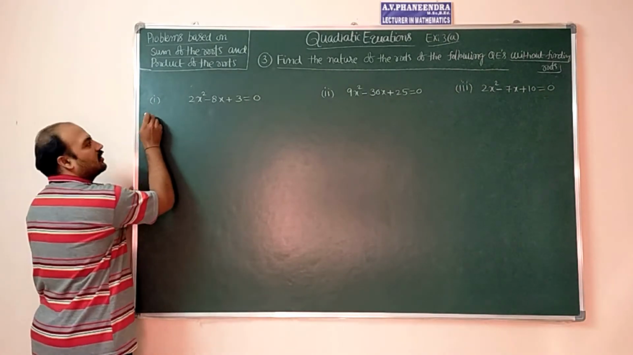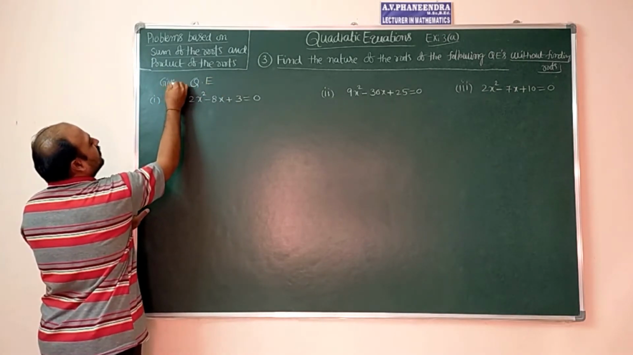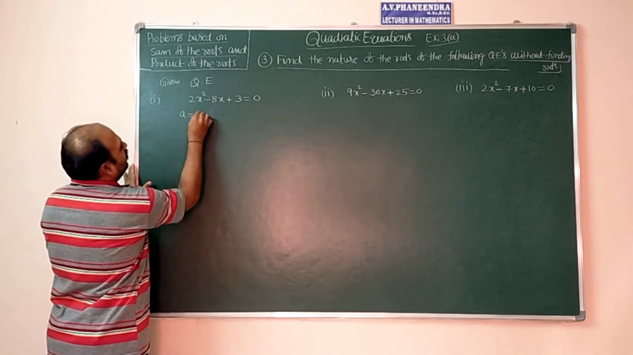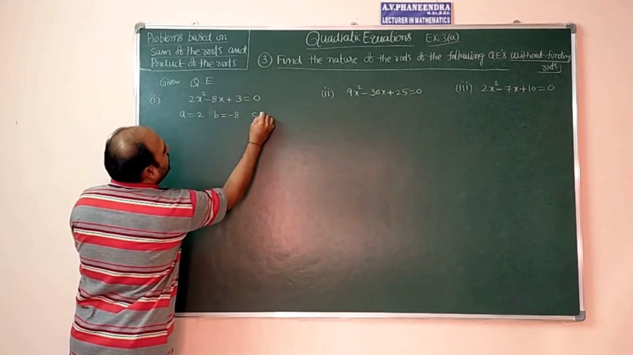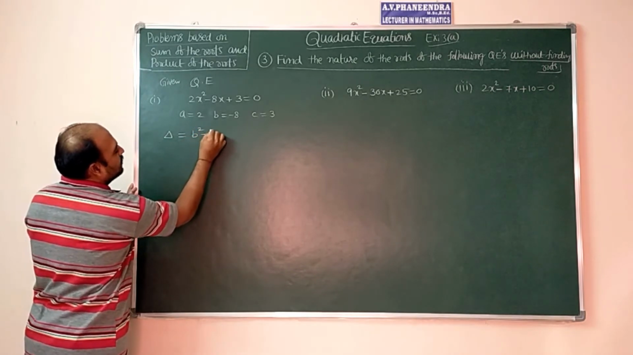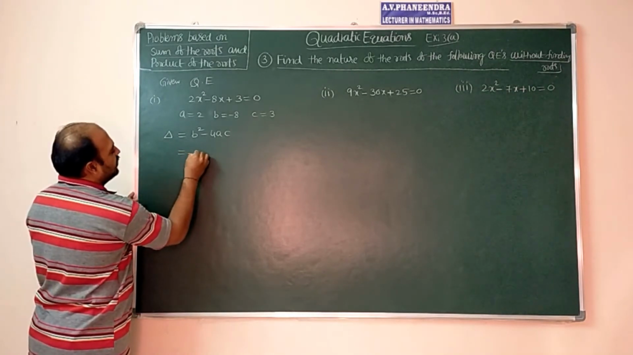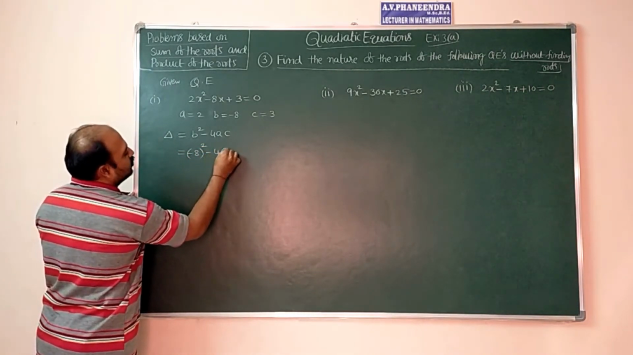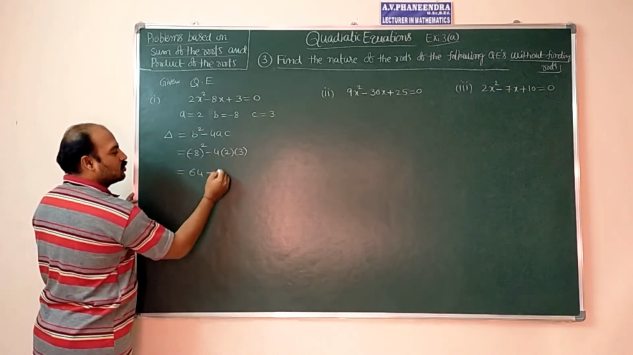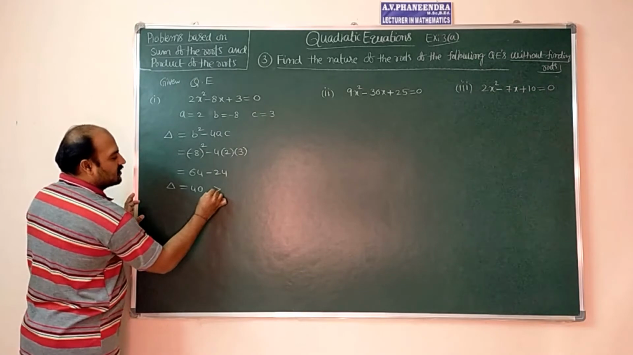For the first question, you have to take the given quadratic equation and compare it with ax² + bx + c = 0: a is equal to 2, b is equal to -8 and c is equal to 3. Calculate delta = b² - 4ac. For all the questions, you have to follow the same procedure. (-8)² - 4 into 2 into 3, which is equal to 64 - 24, which is equal to 40. Delta equals 40, which is greater than 0.